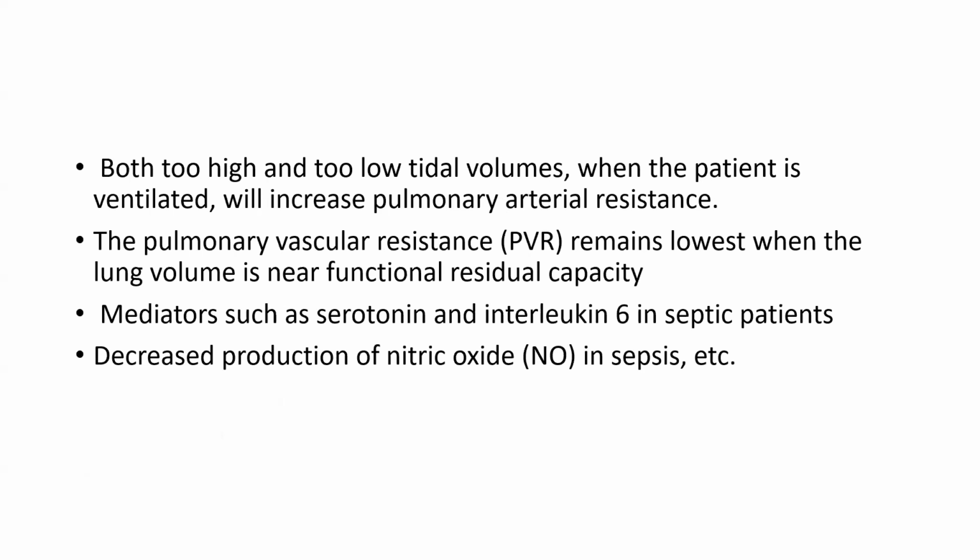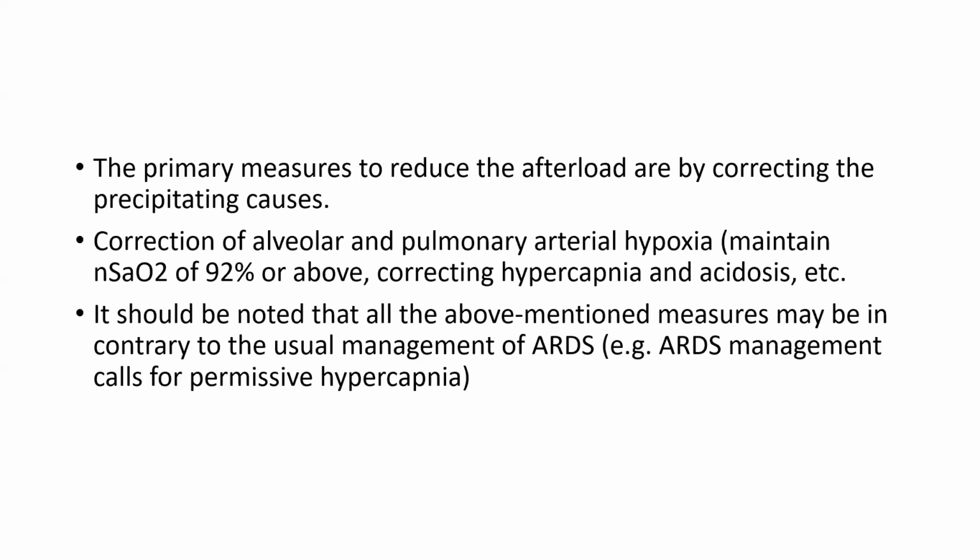Pulmonary vascular resistance remains low when lung volume is near functional residual capacity. Mediators such as serotonin and interleukin 6 are increased in septic patients, with decreased production of nitric oxide in sepsis. The primary measure to reduce afterload is correcting the precipitating cause. Correction of alveolar and pulmonary artery hypoxia should be done, that is, maintain the SpO2 at 92% or above, and correcting hypercapnia as well. It should be noted that all the above mentioned measures may be contrary to the usual management of ARDS.